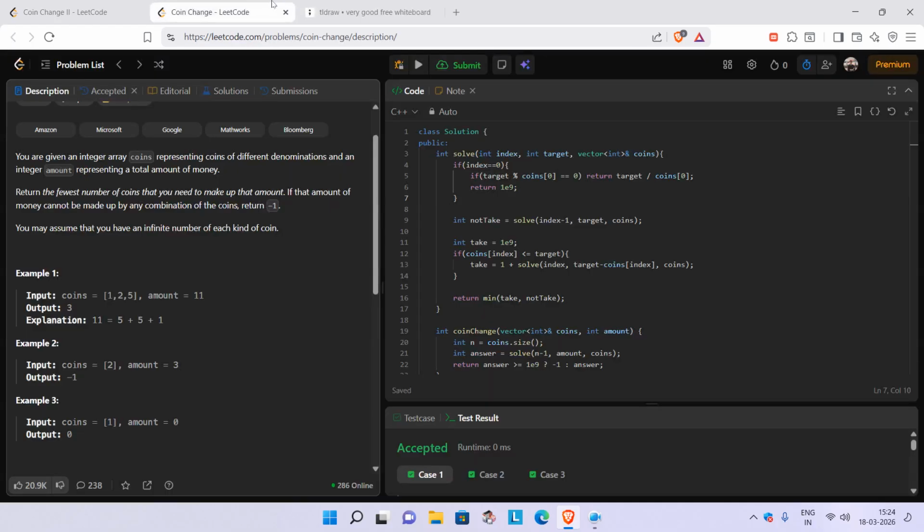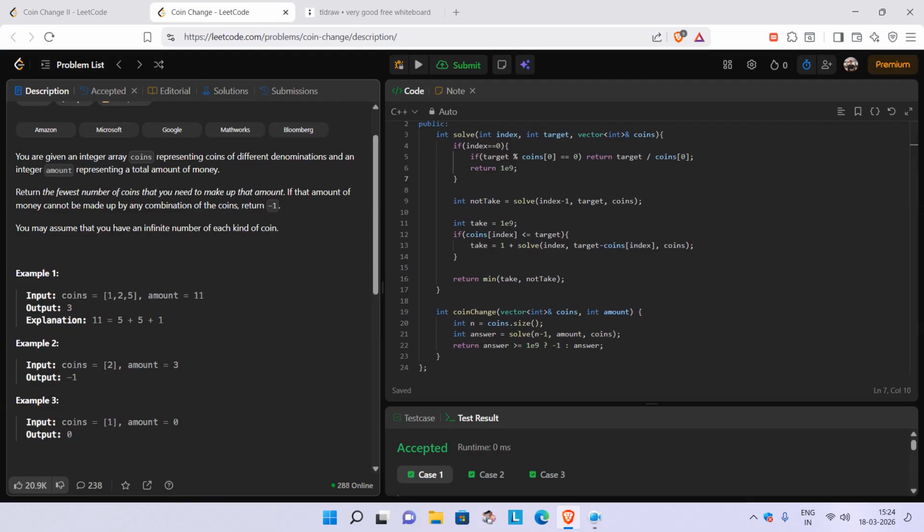So now let's look at the brute force code. I will explain the base case for this recursion shortly, so don't worry about it. This is simply the main function. I initialize the size, and this is for the answer. Since the question says that if you are not able to make any combination such that the sum becomes the amount, simply return -1.